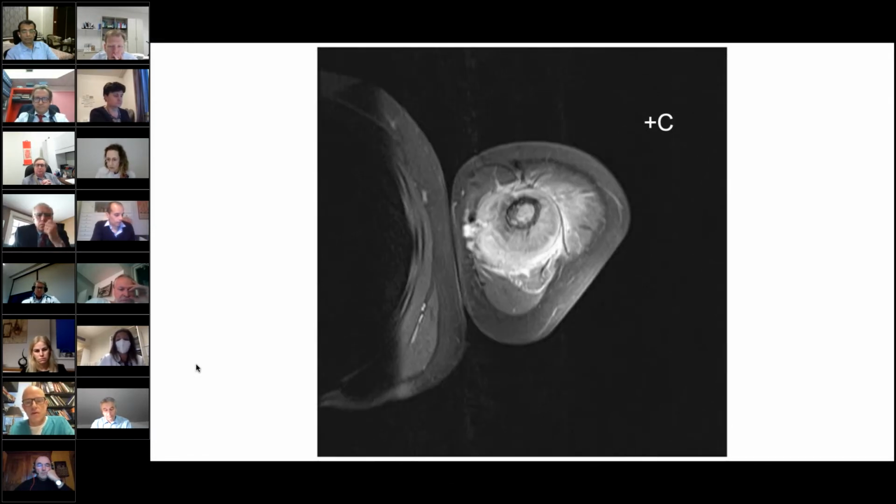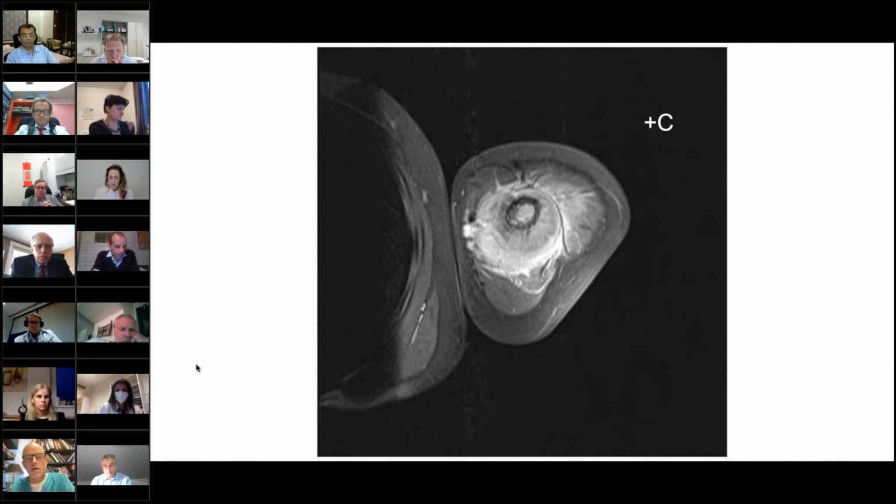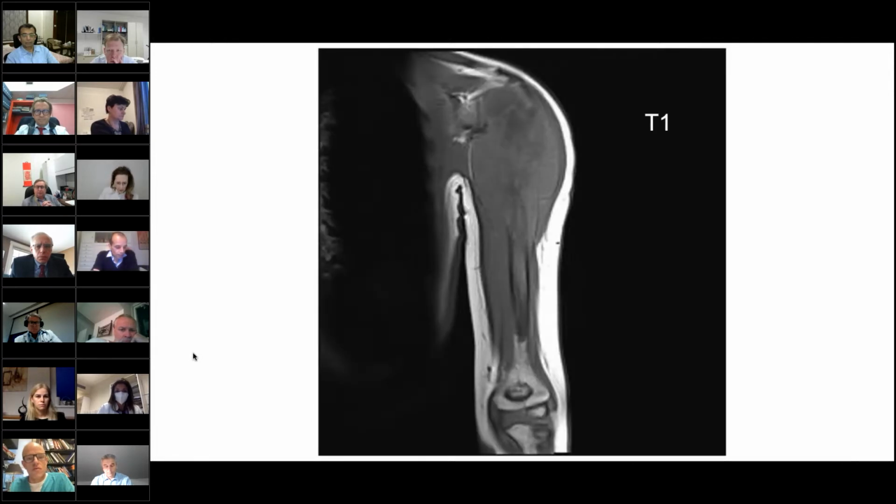And more distally, you can also see the mass did not involve the medial neurovascular bundle, but was at least encroaching on those structures. And this is the coronal T1 image, just showing the extent of tumor proximally and then distally.